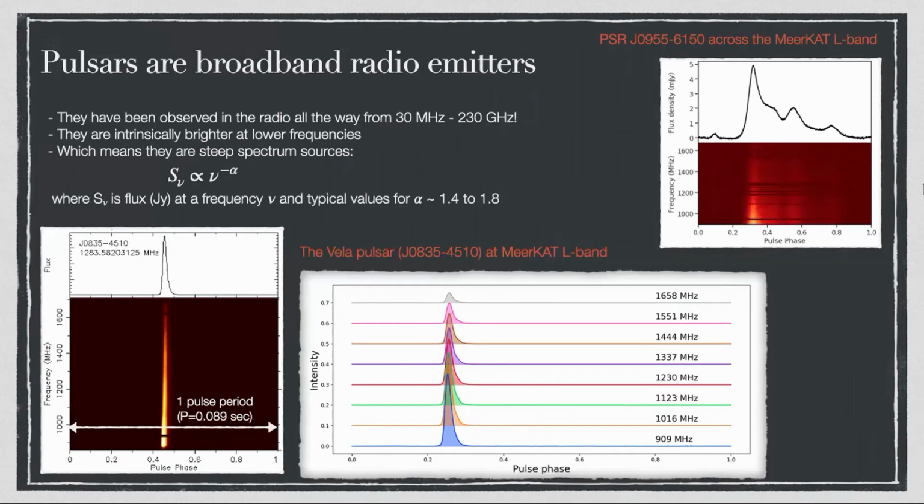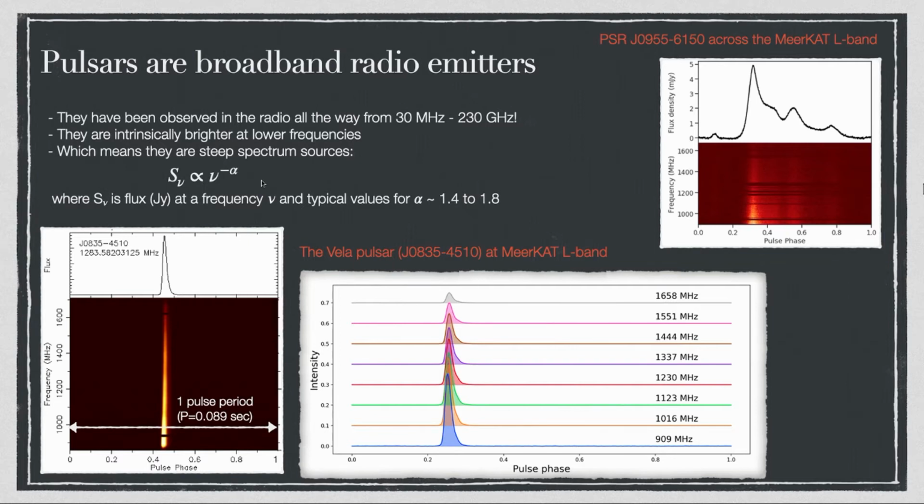Okay, so pulsars are broadband. That means in this process that the radio beam is being created, it will produce emission across a full or a wide radio frequency band. So much so that we've actually managed to observe pulsars all the way down to 30 megahertz and then up again to 230 gigahertz. So that's an incredible spectrum.